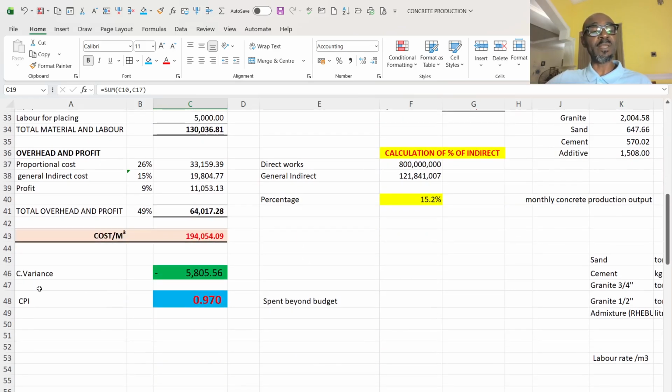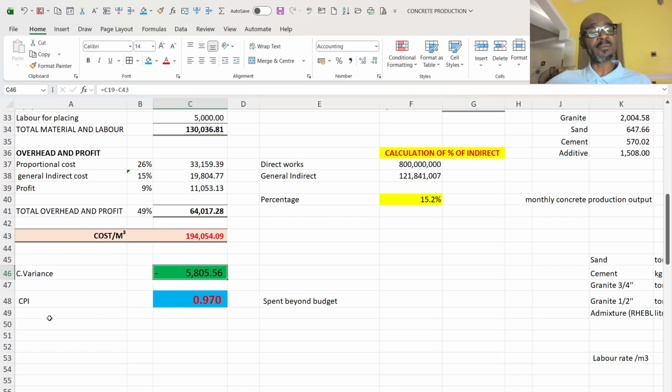Meaning I am checking for variance, and my variance now is a negative of 5,802,805 naira 56 kobo, meaning that I'm not doing well. I have gone beyond my budget.